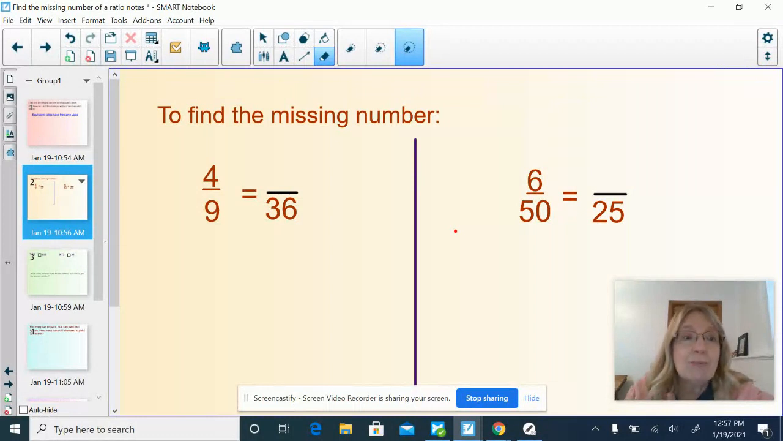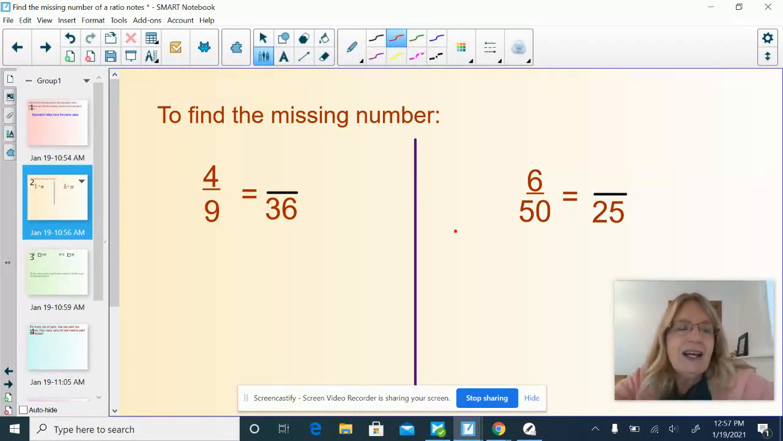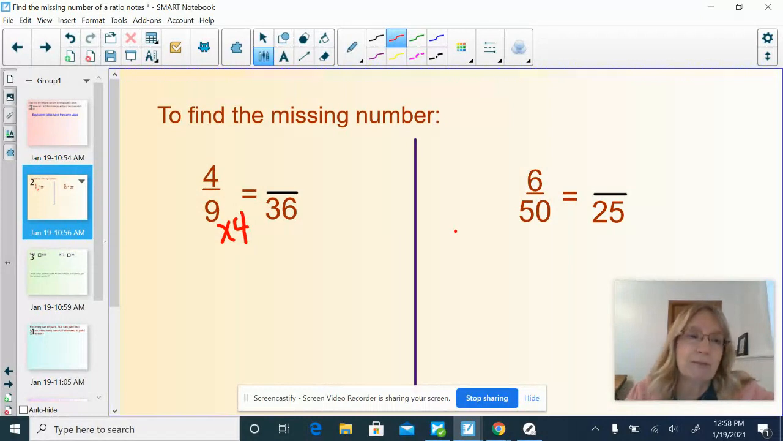Okay? So, step one, the easy way: I look at that 9 and I think to myself, what do I have to do to the 9 to make it a 36? And hopefully you already know your fact families. If you're not sure, you can always say 36 divided by 9, but hopefully we remember that to get from 9 to 36, you just multiply times 4. Again, if that's not obvious to you, then do 36 divided by 9 to see what that number was.